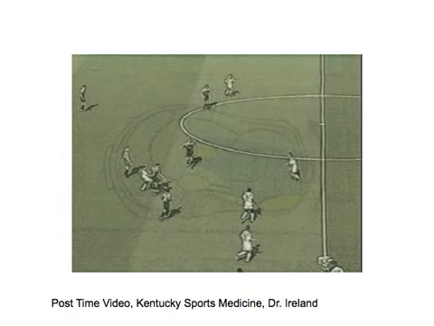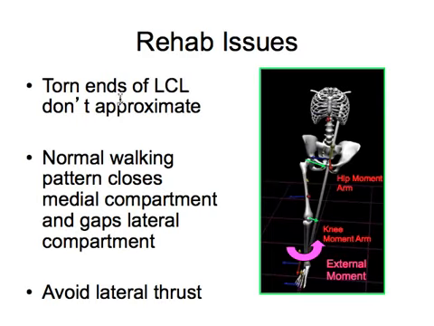That's a lateral collateral ligament and posterior capsule injury, and the PCL might have also been involved. In terms of rehab issues related to the LCL, the torn ends of the LCL don't approximate. And in normal walking, we have a propensity to gap the lateral side anyway, because of the way the ground reaction force falls during walking.